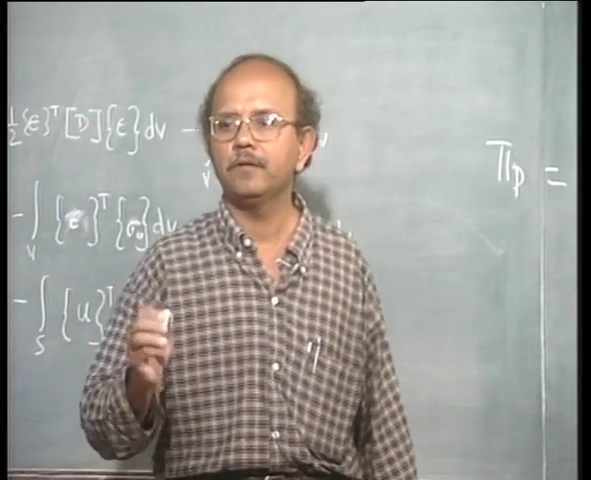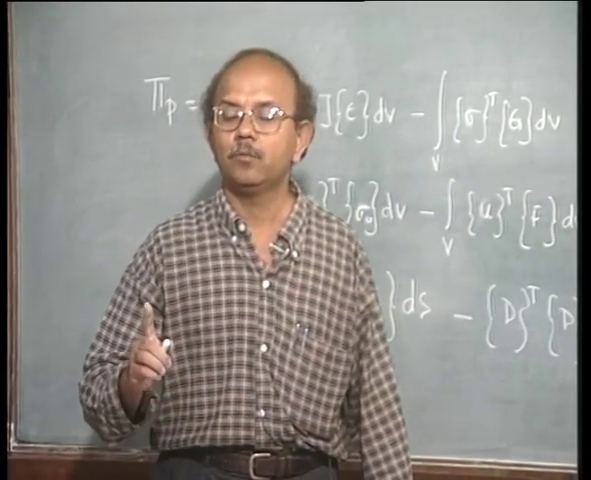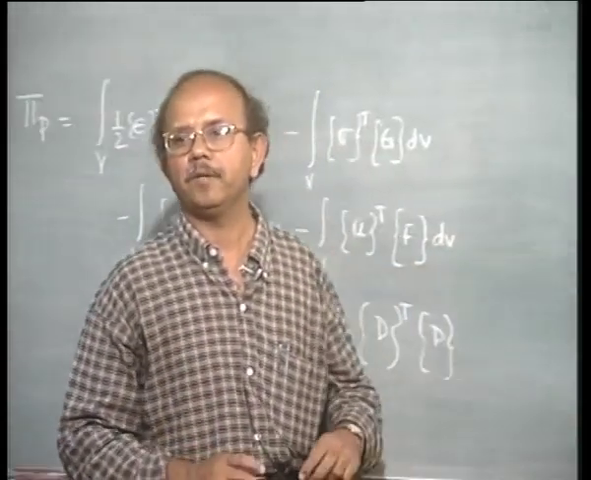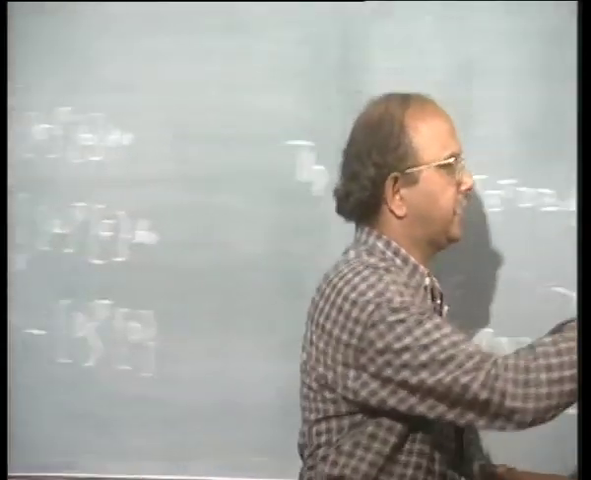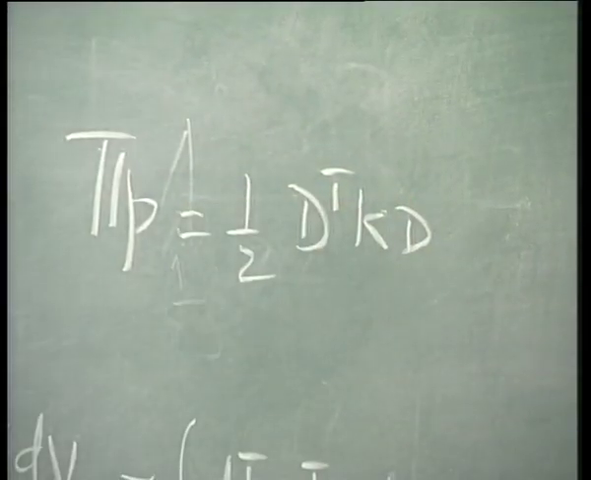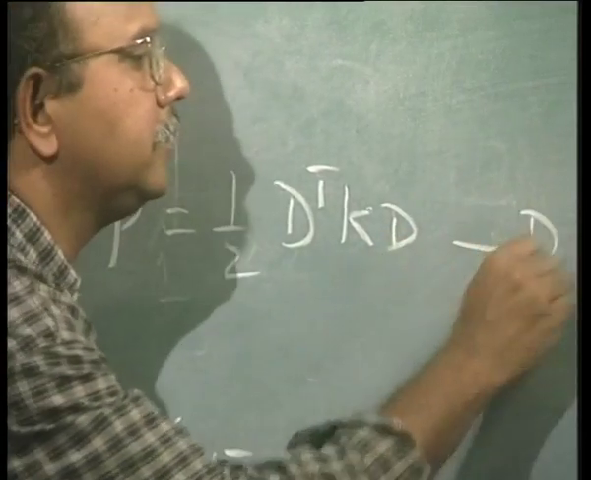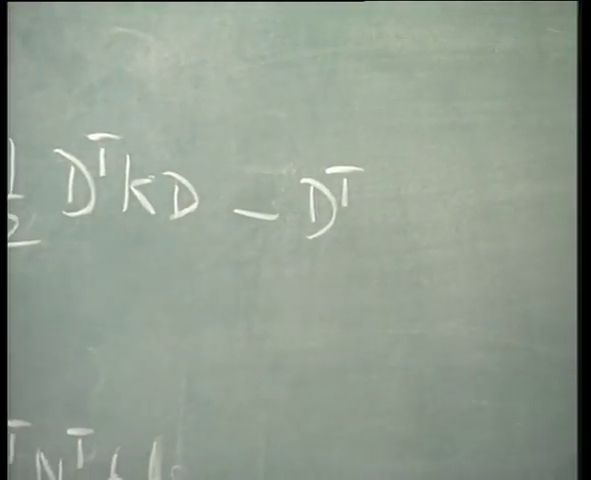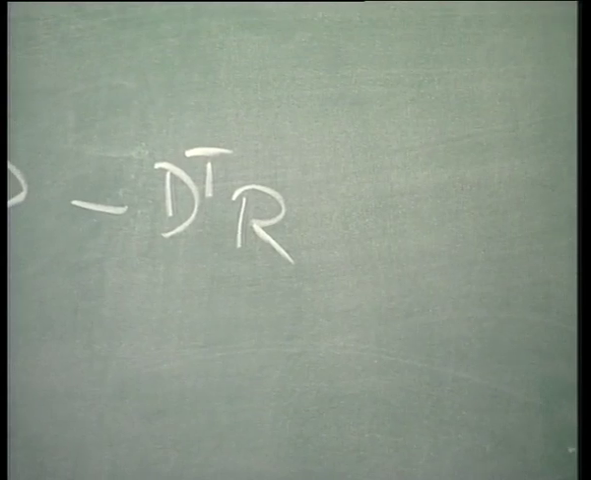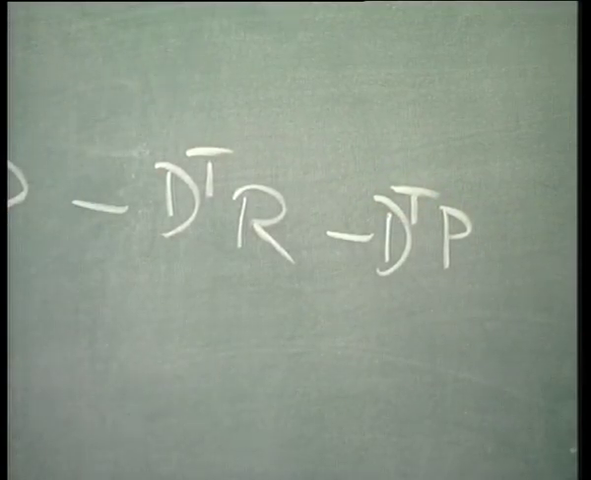I can write it down as half capital D transpose KD minus D transpose RE. What is the next term I will have, minus D transpose P, which will be my phi P. That is the total phi P is equal to half D transpose KD. This K is the sum of sigma of K's, minus D transpose R. This R is sigma of REs, minus D transpose P, that will be phi P.